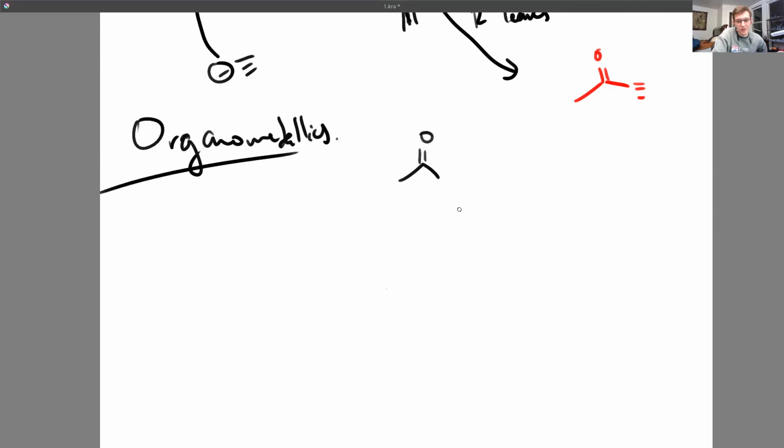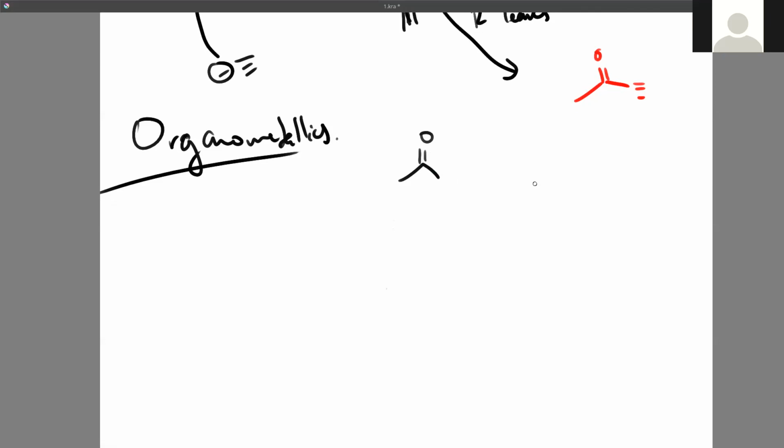You can also use cuprates similar to SN2 substrates, although technically they have a different mechanism, but they give you the same product anyway. And you can also use cuprates to do epoxide openings, which you shouldn't do with Grignards or lithium reagents.